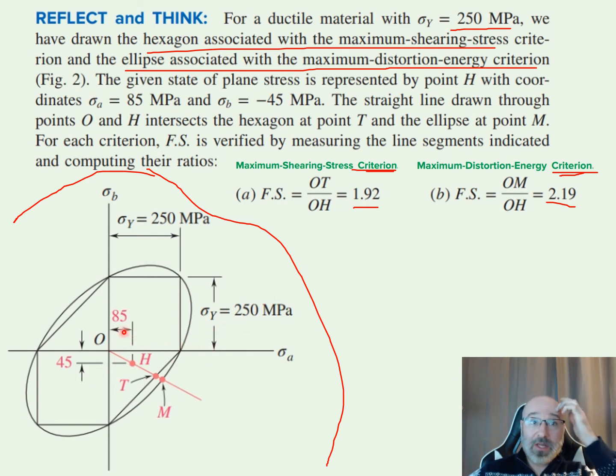Now we can go through and calculate each of these out. We know our distances based off of our sigma y's right there, so we can figure out exactly what those are. From O to H, we could say that's the square root of the sum of the squares of our 45 and our 85, and we could calculate that distance for our OH. And then we could do the same thing from O to T and figure out that value, and we find that ratio ends up being our 1.92. Now for our maximum distortion energy, we go out here to our point M. You see that's a little bit further out on our ellipse at this point. So if we go out to that point M, that OM is going to be slightly larger than our OT. And we can see that just because one's a hexagon, one's an ellipse. And we do that out, and that comes out to our value of 2.19.